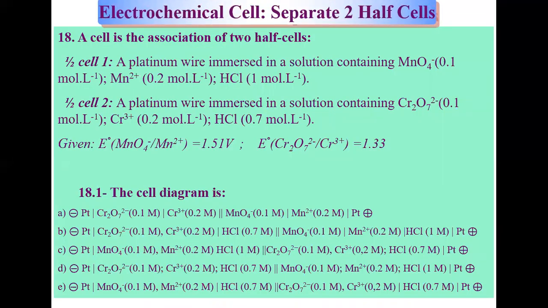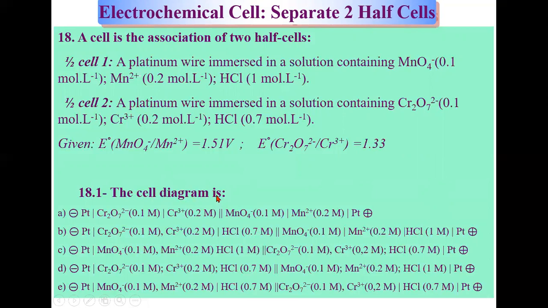And finally, number 18 from this section. Okay, a cell is associated with 2 half cells. We have the first half cell and the second half cell here. The first half cell is some manganate and manganese and HCl. The other half cell, of course, both are on a platinum wire, is some chromium and chromate, chromium, and HCl. All of them are under non-standard conditions, or the concentrations are not standard. They give us the E naught of the manganese and the E naught of the chromium.